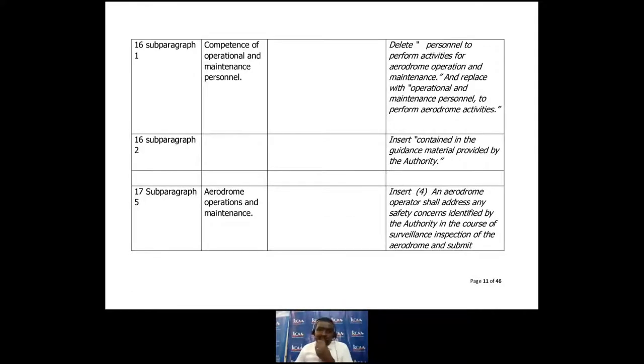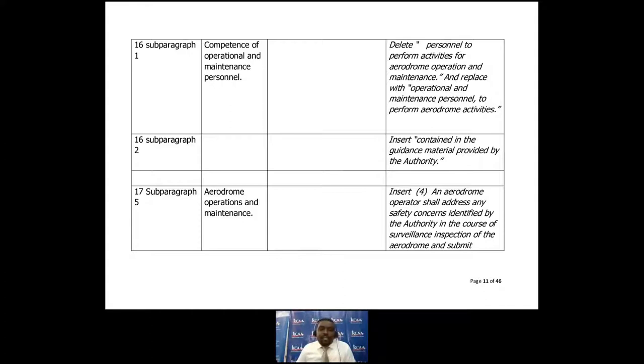The next is regulation 16, sub 1, competence of operational and maintenance personnel. So the words personnel to perform activities for aerodrome operation and maintenance were deleted and replaced with operational and maintenance personnel to perform aerodrome activities. The same regulation, sub 2, we inserted the words contained in the guidance material provided by the authority.